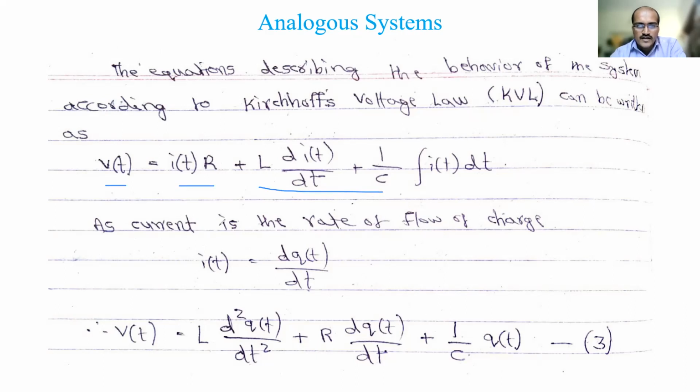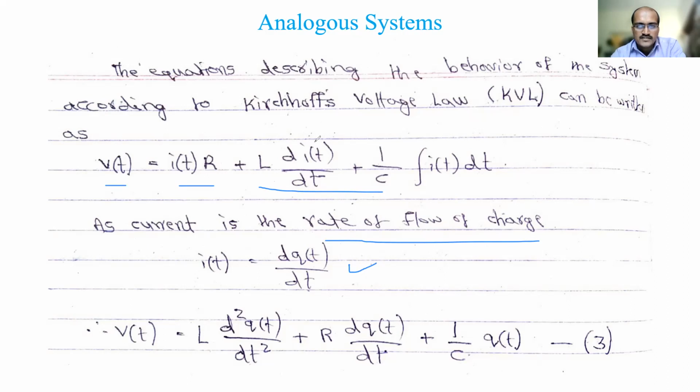Now, as we know, current is nothing but the rate of flow of charge. I of t is equal to dq of t by dt. This you know, the basic relation of charge and current. So now wherever I have I of t, I will substitute that, dq of t by dt.